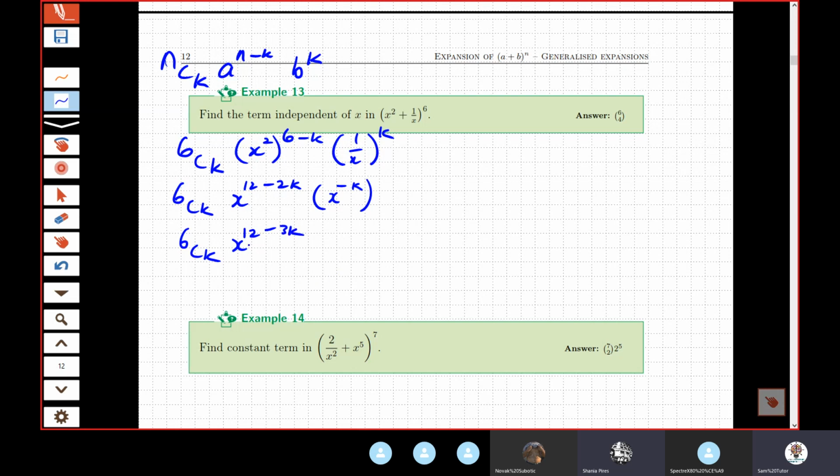Now at any point, it's saying find the term independent of x. That means you're trying to find x to the power of 0. Yeah, the constant term, the one that doesn't have the x, pretty much. So in other words, when k equals to? No, you're going to solve. When k equals to 4. Do you get that? Yes. So then this becomes 0, which is then your answer is just 6 choose 4. Make sense? Yes.